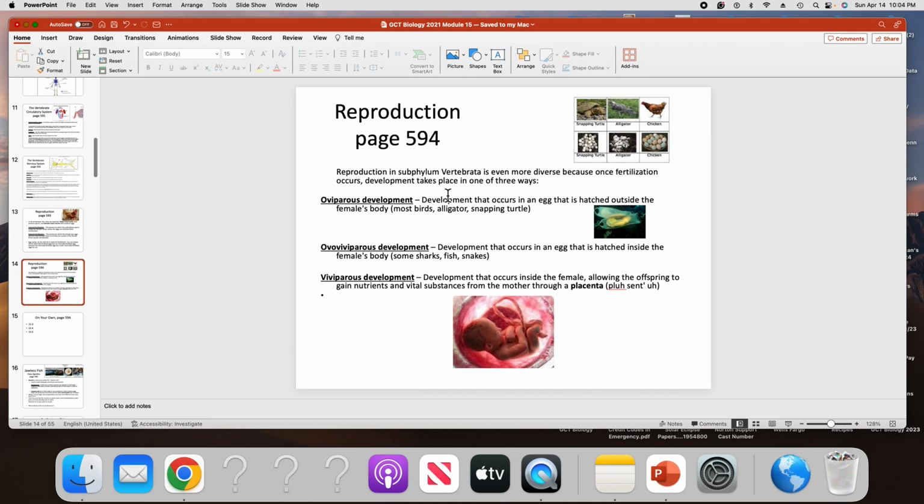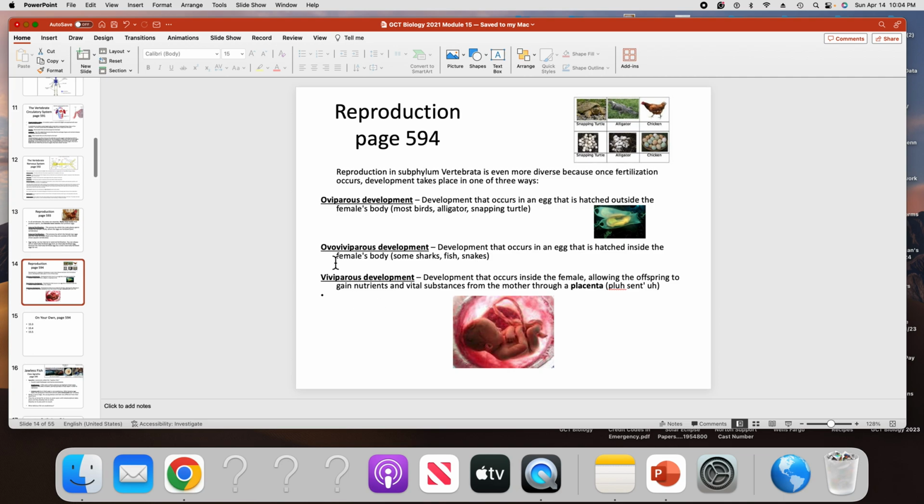So we have different types of reproduction in vertebrates, and they're all sort of a mouthful to say. So we have oviparous development that occurs in an egg that is hatched outside the female's body. So that's going to be most birds, maybe an alligator or a snapping turtle.